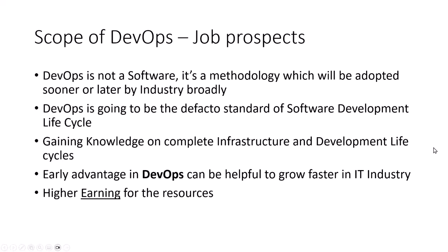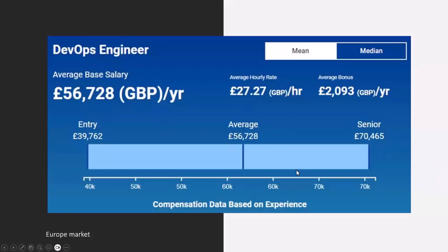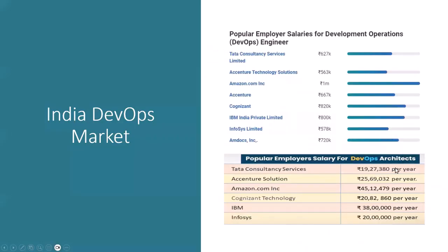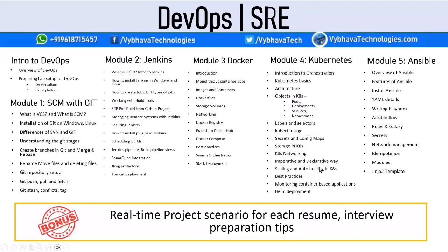So the highest earning resource, which we can see here in the European market is like this, 27 GBP, and the average per year is like this. And looking at the US market, the highest pay is like this, so 114 or 115 something, that is the average, and $55 per hour, that is the market value of a DevOps engineer salary in the US. In India, it depends on the company to company, the strategy is changing. Okay, so that is about the job market.